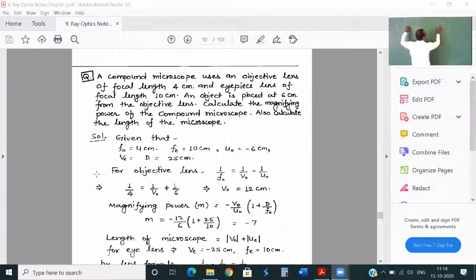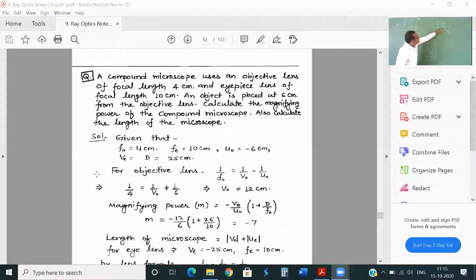1 by V, how much? V is minus 25. Why minus? I think you are understanding. You should apply sign conventions. You understand? Because for this lens, the object is here, and the incident rays are going like this, and we should measure this way. The image will definitely form on this side only. We should measure like this.